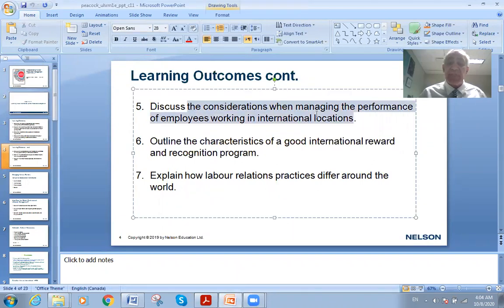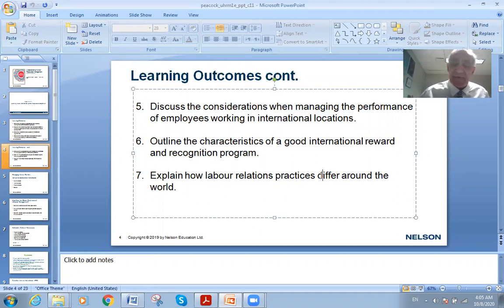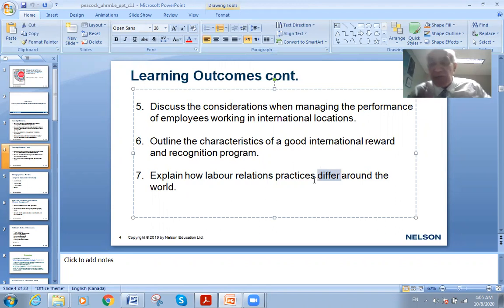Discuss the considerations when managing the performance of employees working internationally. Are you using the same standards locally and internationally or not? Of course not. Outline the characteristics of good international rewards. Of course, the reward will be different. A reward in money units that you give to a worker here must be different from what you give to someone in another country. Explain how labor relations practices differ around the world. See, they differ, so it is not the same. The practices of human resource are different when you compare working locally with working internationally in a multinational company or overseas companies.